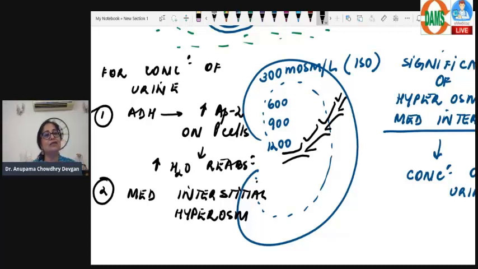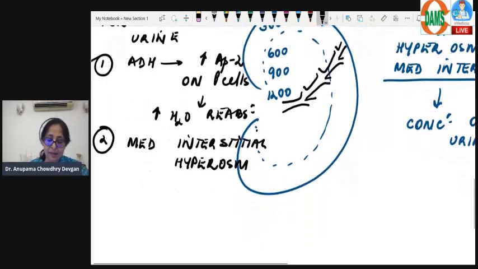Now, this interstitial fluid should be concentrated. Only then the water will move from the lumen of the collecting duct into the interstitium and then into the blood. Have you understood? So for concentration of urine, I need both the things. That is why I need a medullary interstitial hyperosmolality.